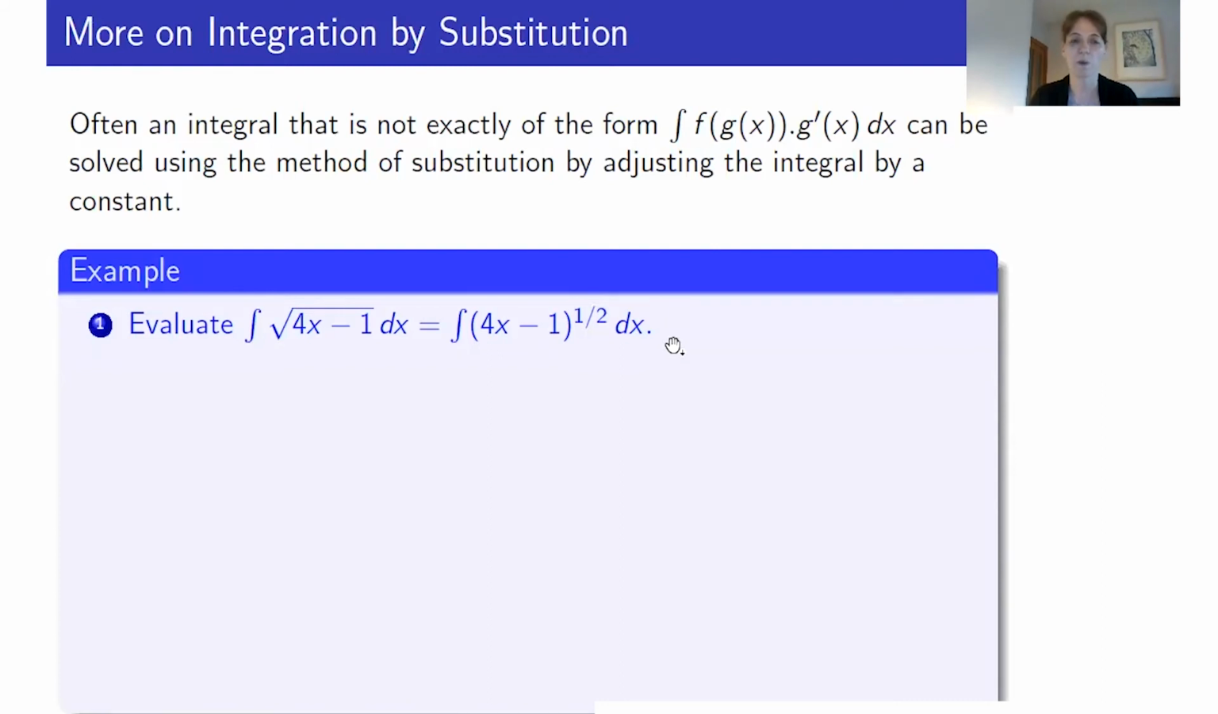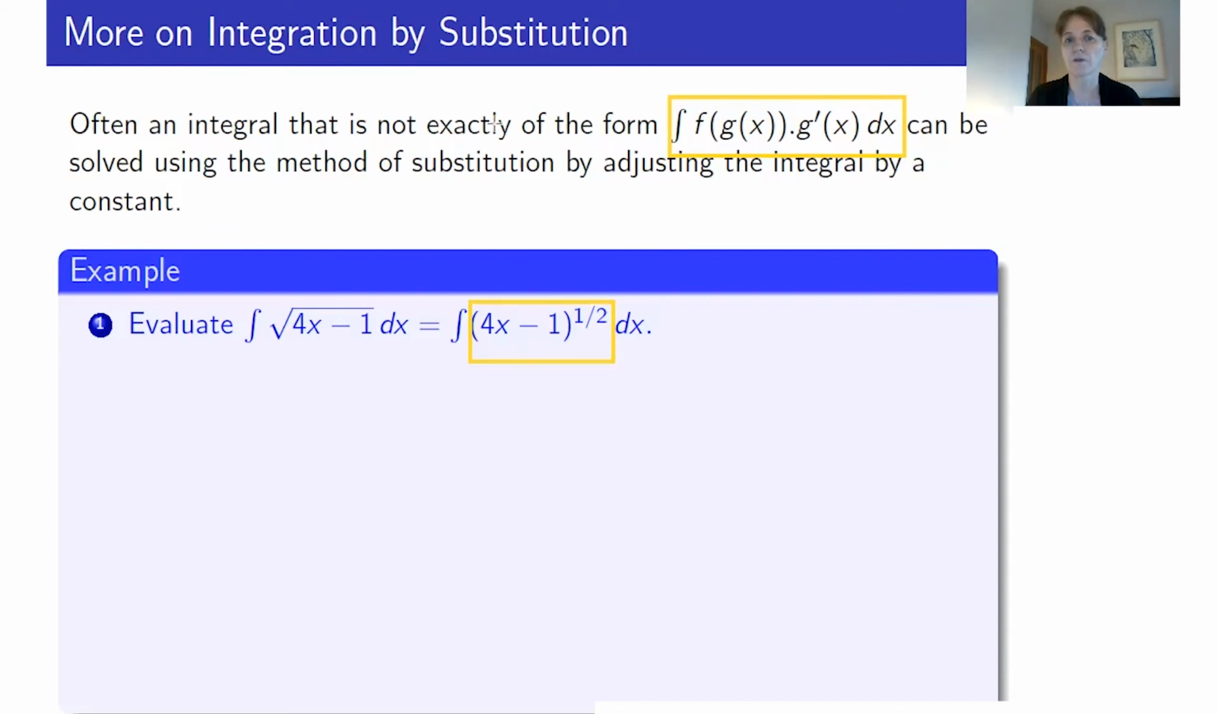So for instance, suppose we want to evaluate the integral of the square root of 4x minus 1 with respect to x. So remember, the square root is the same as to the power of a half. So here we have a composition of functions with 4x minus 1 inside another function to the power of a half. But usually for an integral that we're going to evaluate by substitution, in the integrand we have a composition of functions multiplied by the derivative of the inner function.